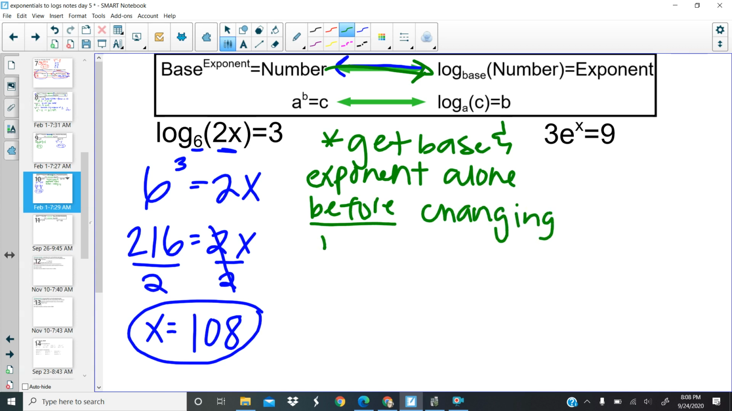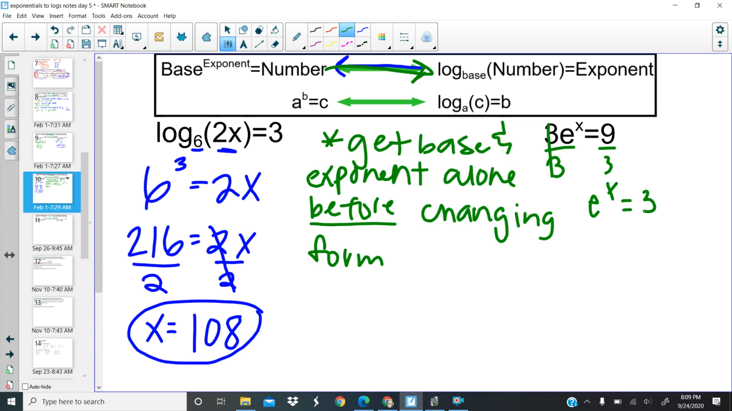And you guys should make a note of that as well. So what I mean by that is that in this scenario, our base is going to be that e. So since the e is the base, we need to get the e to the x alone before trying to solve. So we need to divide by 3 before doing anything else. We need to do that on both sides. So then we would have e to the x equals 9 divided by 3, which is 3.